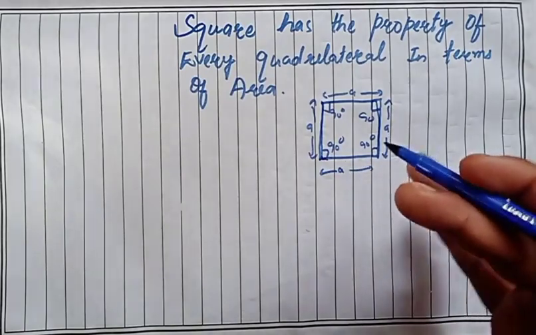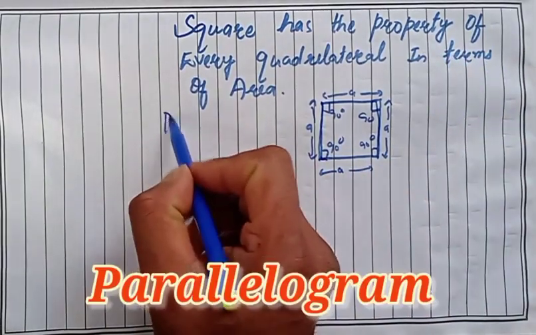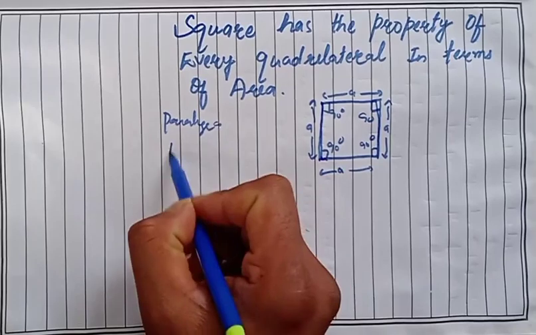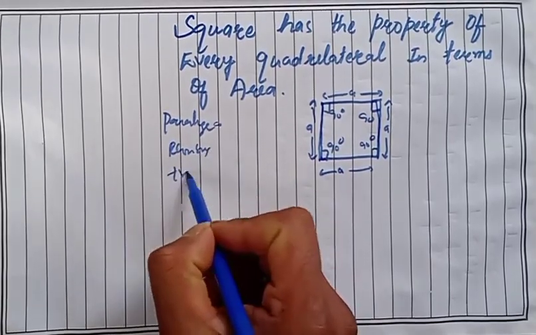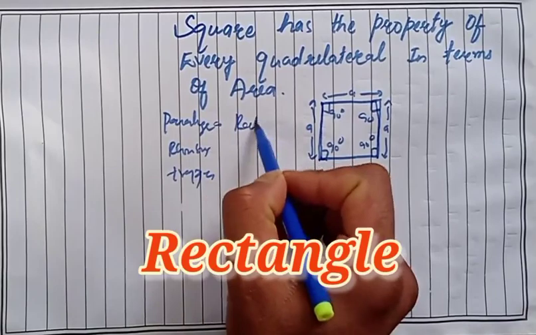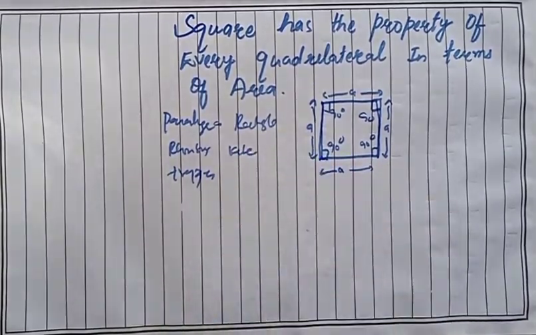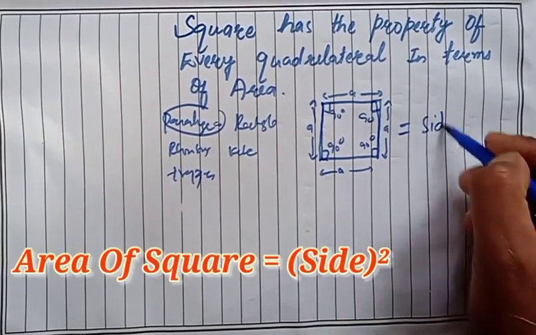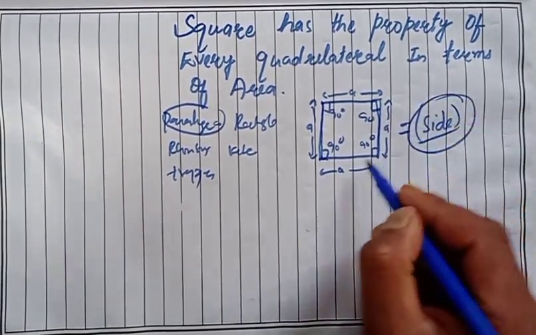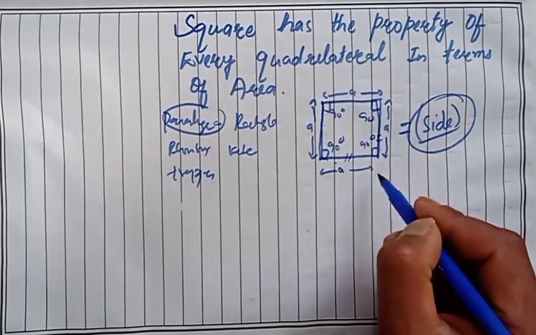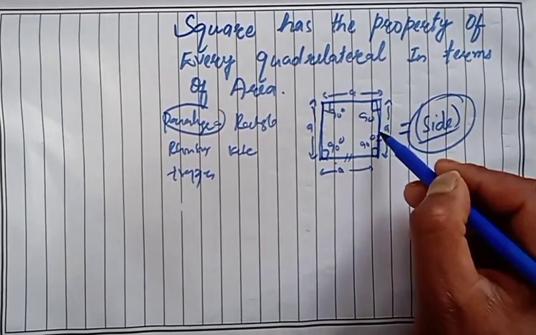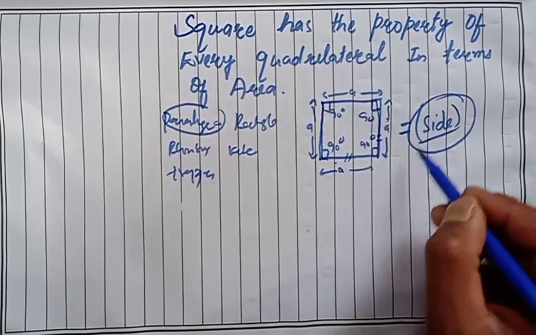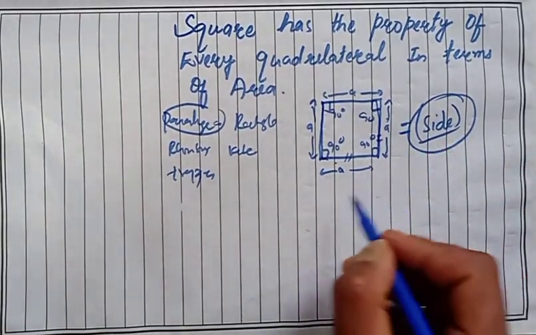We know the types of quadrilaterals as parallelogram, rhombus, trapezium, rectangle, kite and square. All of these types of quadrilaterals have different formulas for area, and the square's formula for area is side squared, that is side into side. It's actually the multiplication of two adjacent sides. If this is one side of the square and this is another side, we multiply these two sides to get the area of the square.